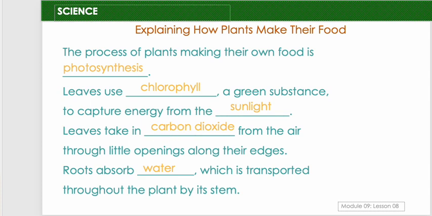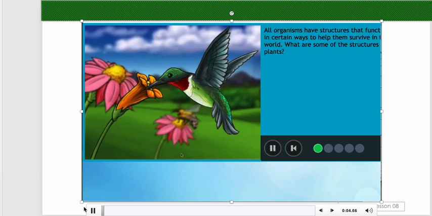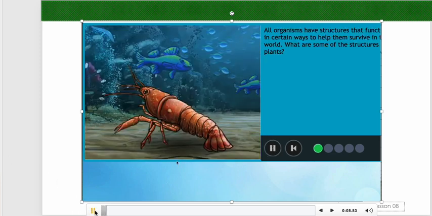When you go into Buzz, you're going to take a look at this video clip of us going through and checking out a plant system. Let's go ahead and take a look at some of these structures and functions. All organisms have structures that function in certain ways to help them survive in the world. So you're going to take a look at this over in Buzz.